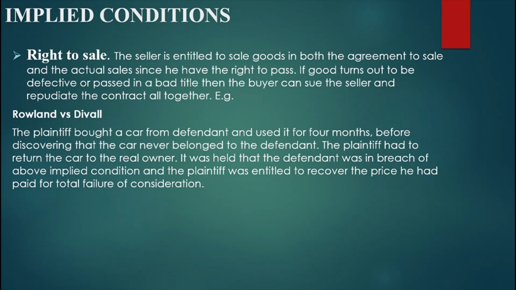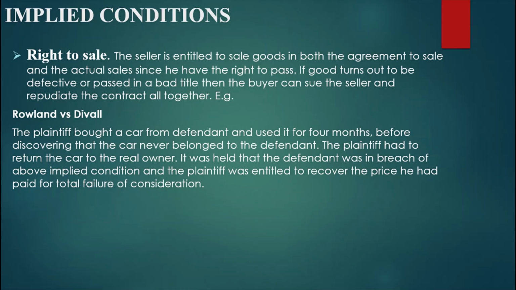Some of the implied conditions are the right to sell. The seller is entitled to sell goods in both the agreement to sell and the actual sale, since he has the right to pass. If goods turn out to be defective or pass in bad title, then the buyer can sue the seller and liquidate the contract altogether. So the seller is mandated with the responsibility to sell goods, either in an agreement to sell or in an actual sale.